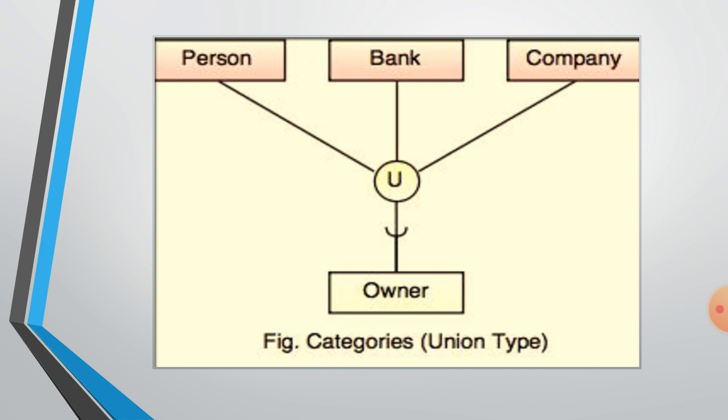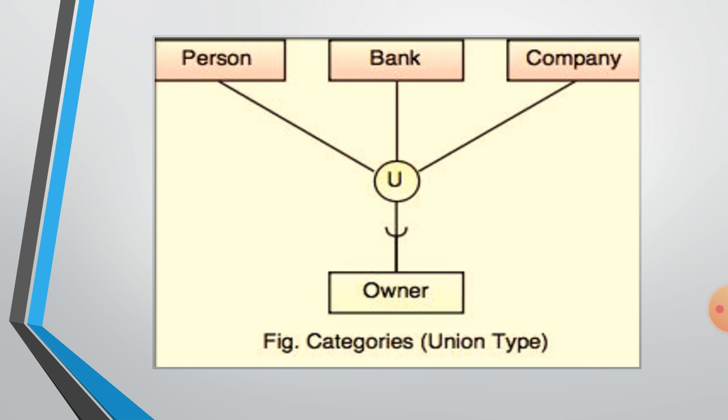If you observe this diagrammatic representation, there are three superclass entities: person, bank, and company. What is the first one? Person. A car owner may be a person, or a car booking person. The second one is bank, and the third one is company.